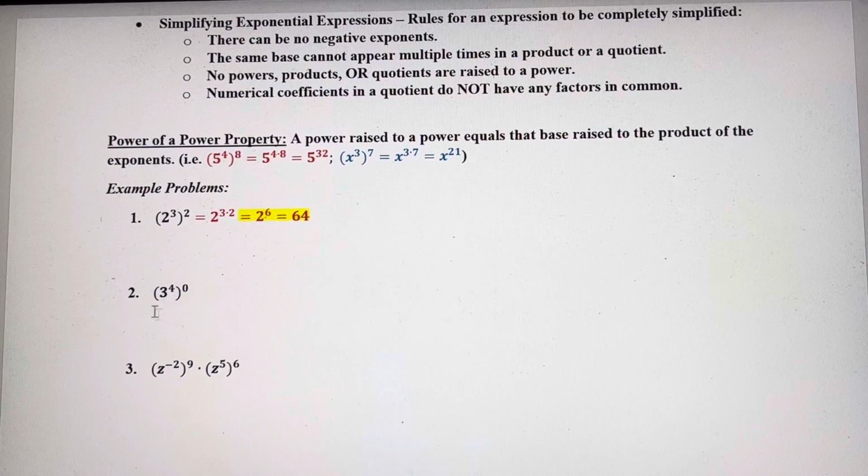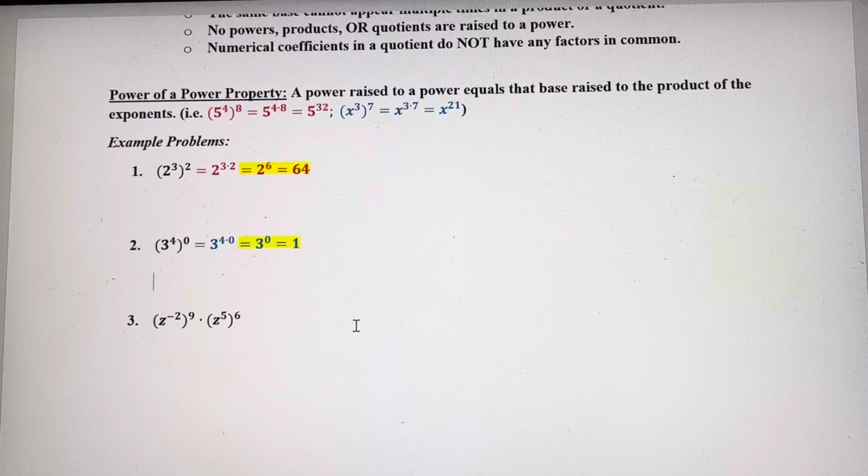Okay? All right, 3 to the 4th power raised to the 0 power. So I'm going to multiply those exponents by the rule. 4 times 0 is 0. And hopefully remember from a previous video that anything to the 0 power is equal to 1. Okay? Again, these two steps were really unnecessary. I've got a 0 power here, so that makes the whole thing 1 right away. But again, we want to practice using the property, so that's what these two steps do, okay?